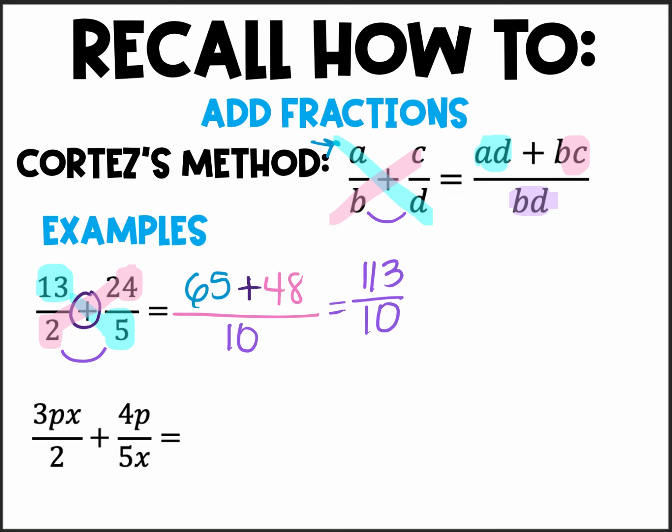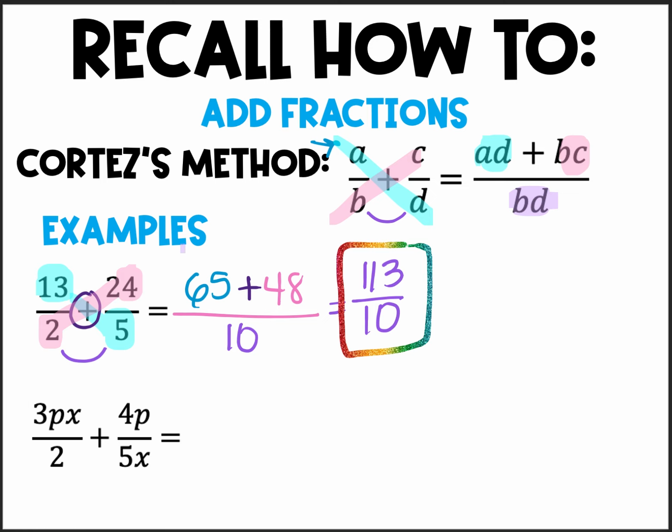If you can simplify your fraction, then you simplify, but 113 and 10 don't have a greatest common factor. They can only be divisible by 1. That's their greatest common factor, which keeps the fraction as it is. We cannot simplify. It doesn't matter if you have variables. Let's look at the second example.